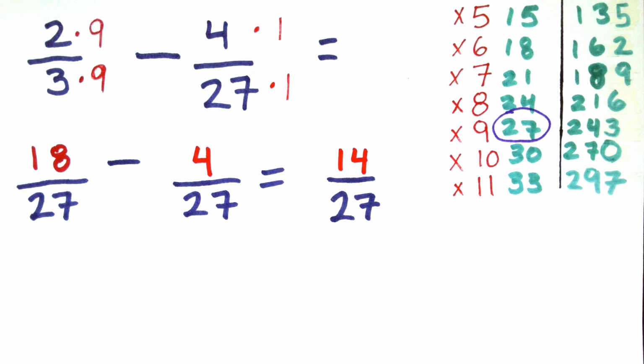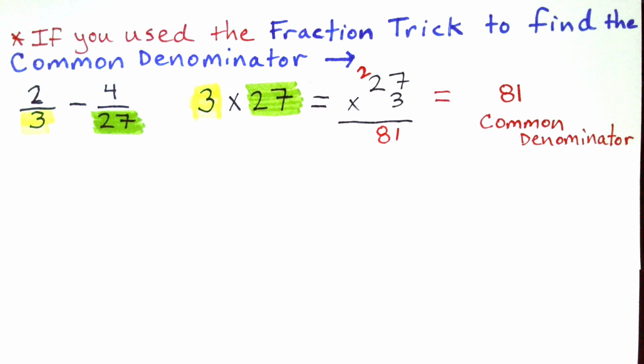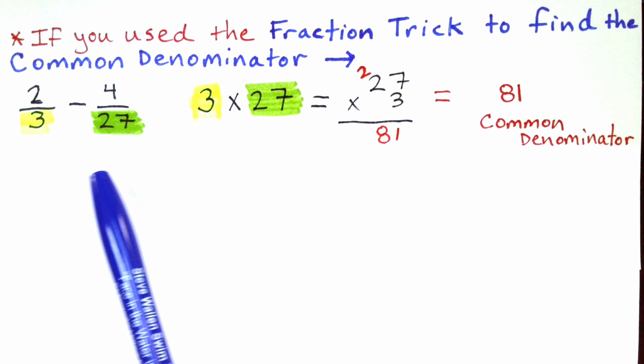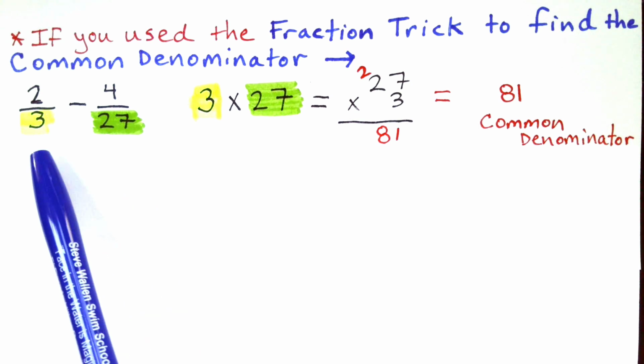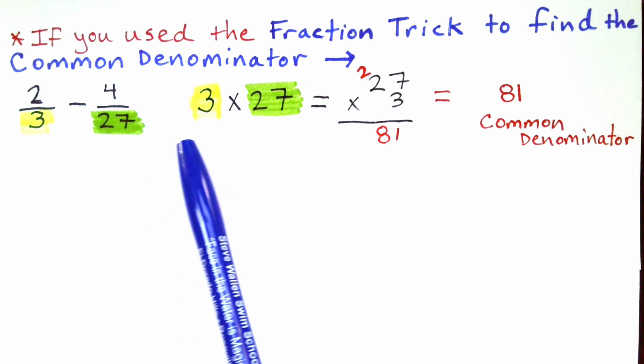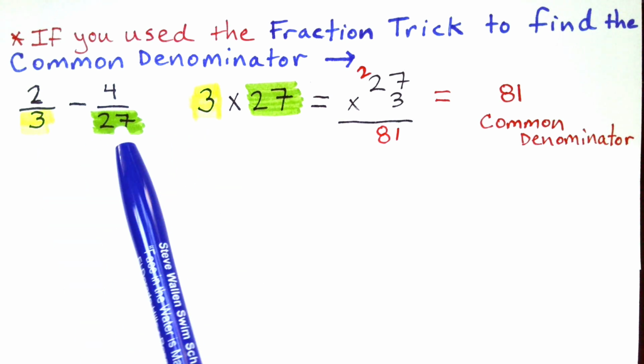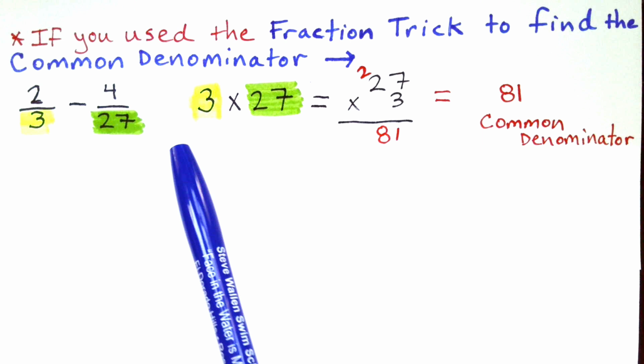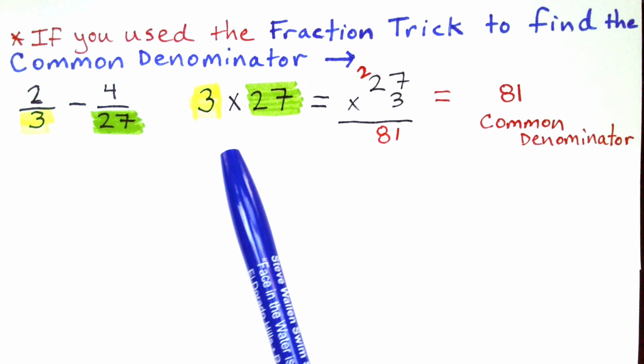14/27 is the reduced form of the fraction. Now I'd like to show you what steps you could have taken if you used my fraction trick I showed you earlier in some of the parts of the videos. Okay, did you use the fraction trick I showed you a little bit earlier to find the common denominator? If you did, this is a quick review for you. You can take 3 and you can multiply it times 27 to get a common denominator. Now, if you use this method many times, you have to reduce that final fractional answer.